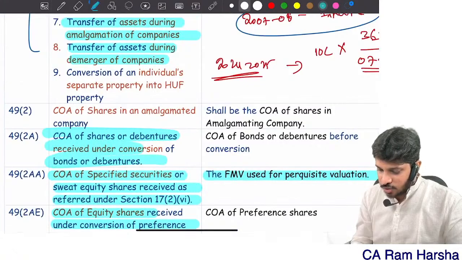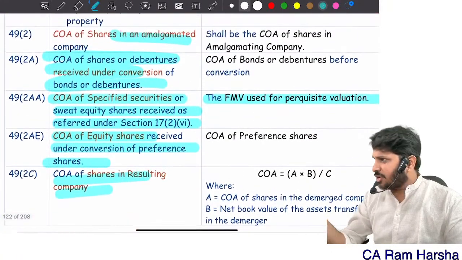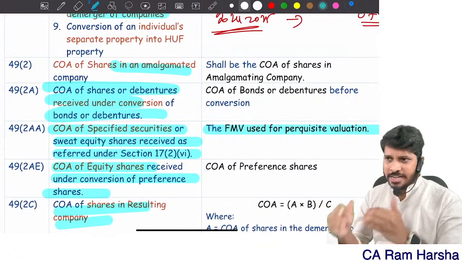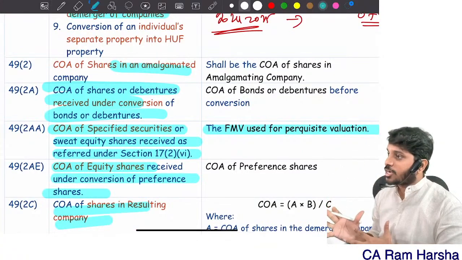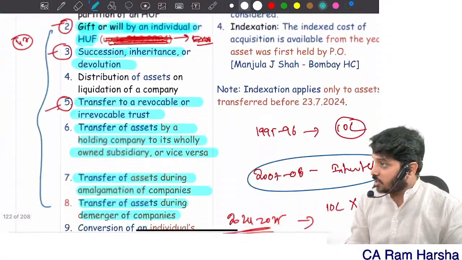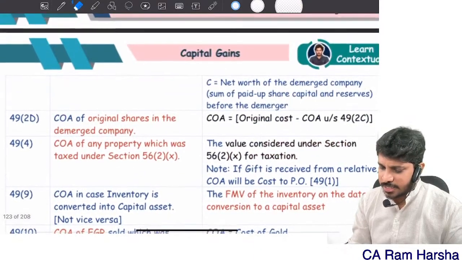Then this one we understood. Amalgamation, demerger, resulting company points are not required. From an exam point of view, not that important, but read it. In revision I'm not covering it because there is much more valuable, important content which I'm going to cover. We already discussed all these amalgamation points enough in depth in the regular class.